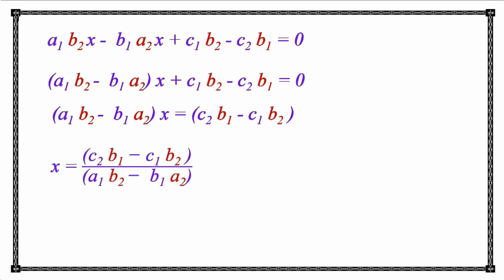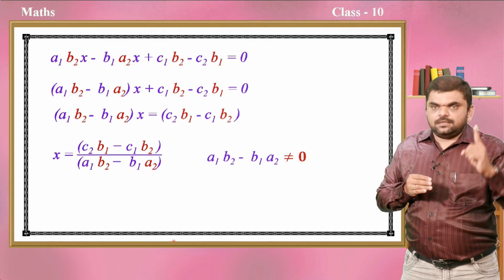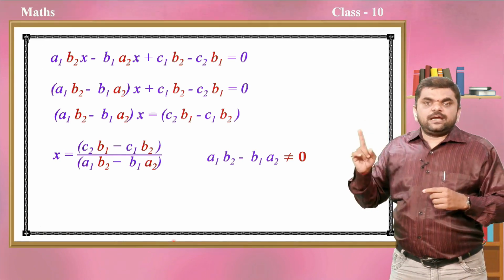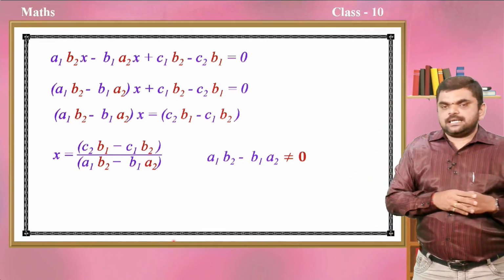Observe here, children, the signs are going to interchange when we go to the right side. When we transfer this into the right side, the signs of those constants automatically interchange. Now what is the value of x here? The x is equal to C2 B1 minus C1 B2 divided by A1 B2 minus B1 A2. This we will get as the value of x, provided there is one condition. What is that condition? A1 B2 minus B1 A2 should not be equal to 0.